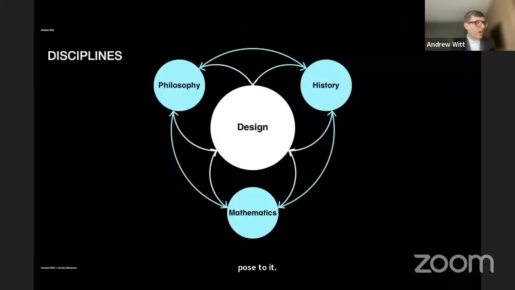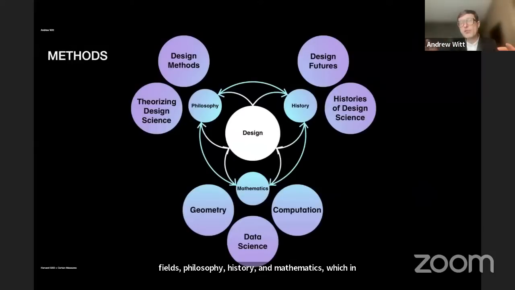So our approach is naturally transdisciplinary, but at the core, we are designers. We have a special interest in, I would say, three other fields: philosophy, history, and mathematics, which in turn give us access to certain intellectual frameworks, which we can then reapply to problems of design. Since mathematics is the lingua franca of the sciences, and data is right there with it, we feel like a mastery or use of mathematics and data actually gives us access to a much wider range of disciplines across the sciences.